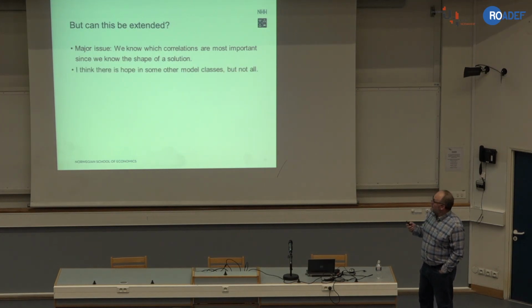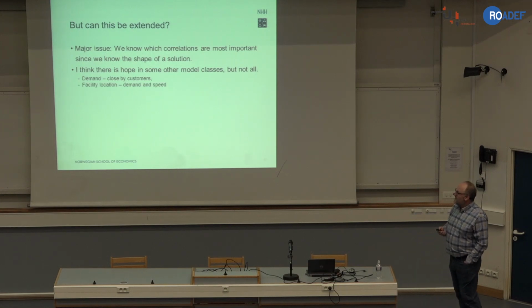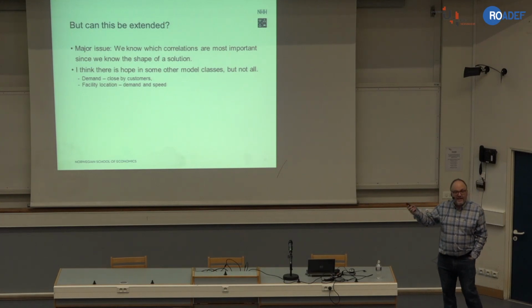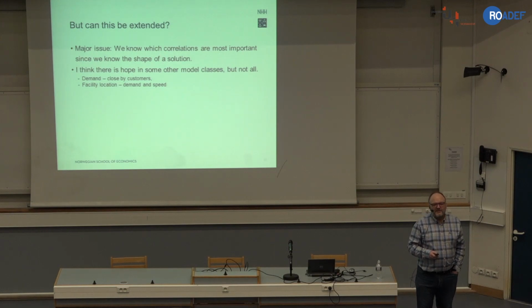And I think there's hope in other models, and I'll just give a few examples. Demand, if stochastic demand, well, you care about the customers that are close to each other, because they are the ones that are likely to end up on the same route. So I think there's hope there. Facility location, demand and speed. Speed will be just as here. And when it comes to correlations of demand, same again. You don't care about the north and the south end of a 10 million city, right? You care about customers that are close to each other.